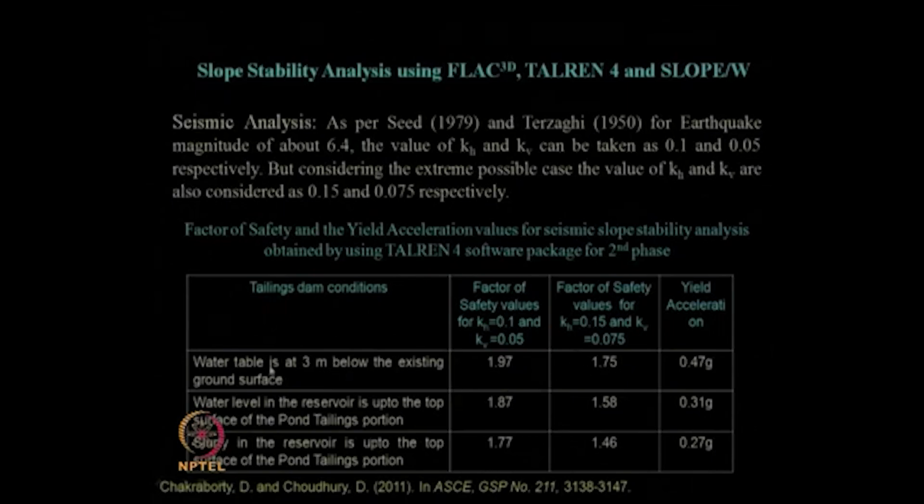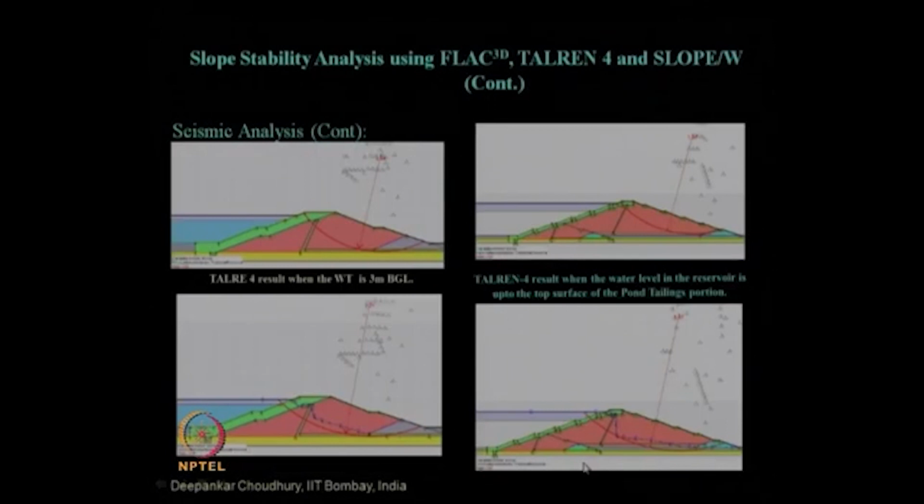So, these results show different values of factor of safety at different levels of kh and kv and corresponding yield acceleration value, which are much higher than the acceleration level which is occurring at the site. It shows that factor of safety will always be more than 1, which is also getting proved from these results. Fine. So, these are the contours in Talren, you can find out.